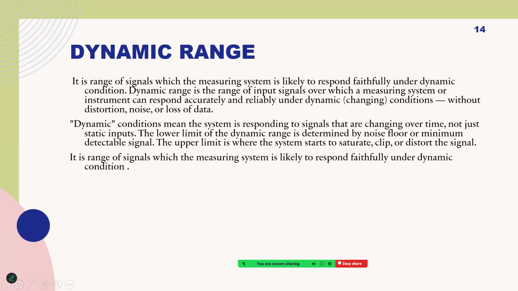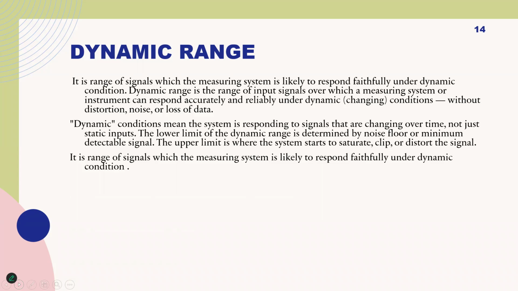Okay. Next, dynamic range. What is dynamic range? It is the range of signals where the measuring system is likely to respond faithfully under dynamic conditions. We have seen in a previous lecture what is range and what is span. That was all good for static systems, where the input was not moving with time. Dynamic range is the range of input signals over which the measuring system or instrument can respond accurately and reliably under dynamic, meaning changing, conditions.